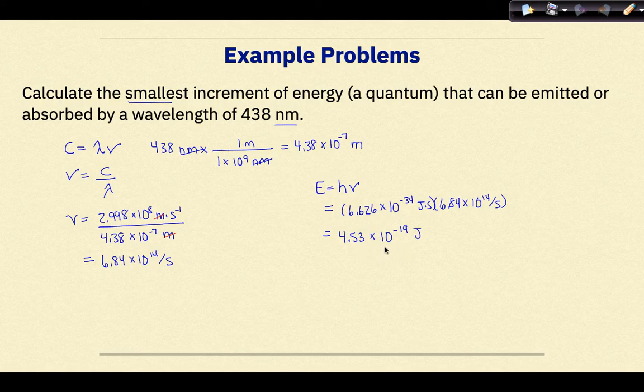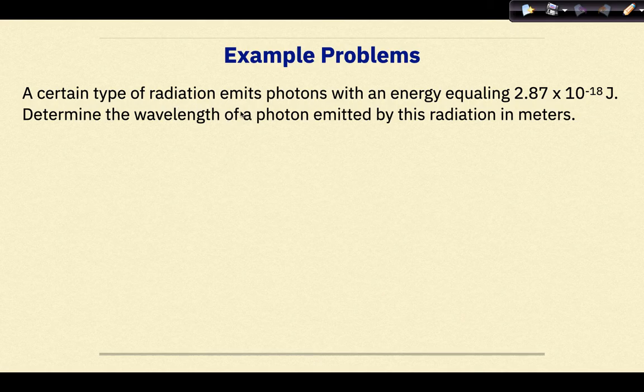Let's do another example. A certain type of radiation emits photons with an energy equaling 2.87 times 10 to the negative 18 joules. Determine the wavelength of a photon emitted by this radiation in meters. So in order to set this up, I have to work backwards compared to what I just previously did. So in this case, I'm starting with energy. So energy equals Planck's constant times frequency.